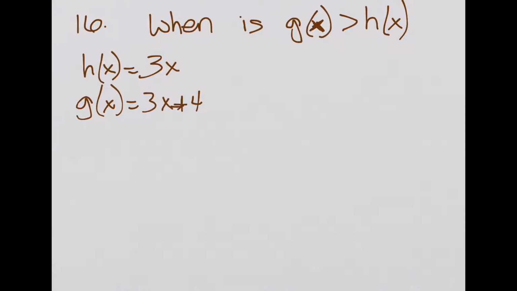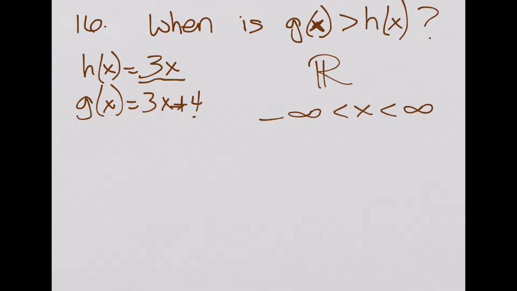Think about what this is saying. We're going to take the function h of x, and we're adding 4 to it. When is g of x going to be greater than h of x? All the time. It's always going to be 4 more. It's like having a brother that's 4 years older than you. No matter how old you get, your brother is always going to be 4 years older than you. And so when is this function greater? All the time. For all the real numbers, or from negative infinity to infinity. He's always going to be taller because it's 4 more.